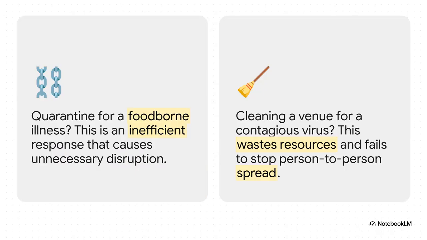And you better believe the consequences of getting this wrong are massive. If you just lump everything together into one general number, you could end up quarantining thousands of people for a foodborne illness that doesn't even spread between them. Or you might waste a ton of money deep cleaning a building when the real problem is a super contagious virus that's just spreading from house to house. It's a recipe for wasted time, wasted money, and losing the public's trust.